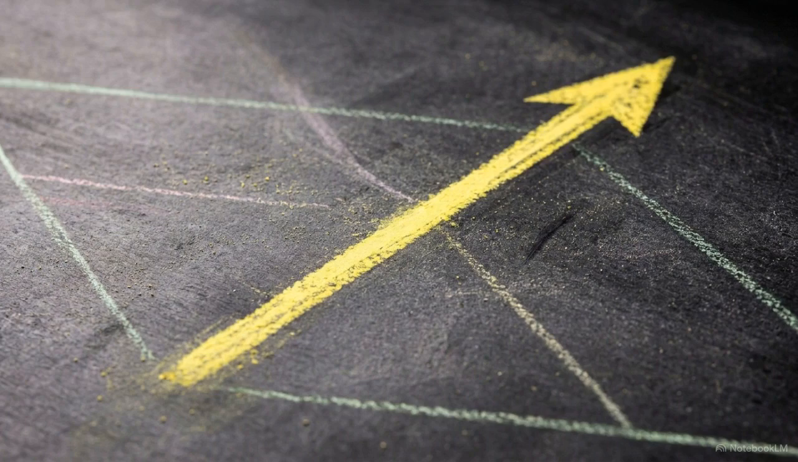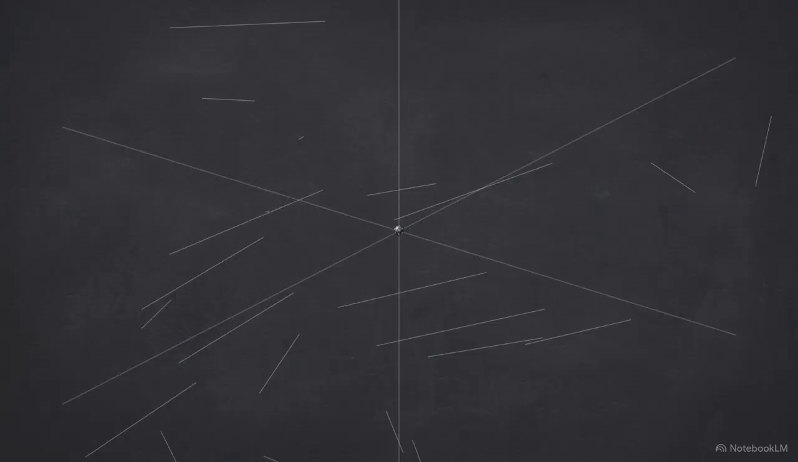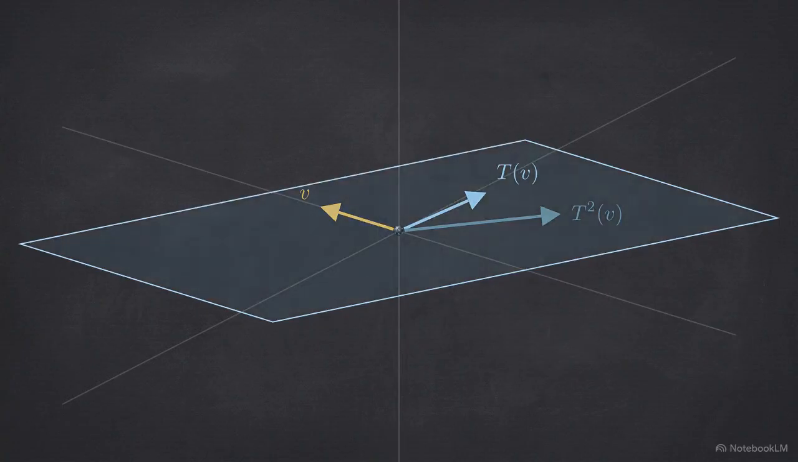If you pick a single arbitrary vector in a vector space, how much of the underlying geometry of a linear transformation can that one vector reveal? This diagram shows what happens when we repeatedly apply a transformation, let's call it t, to a starting vector, v. We get t of v, then t squared of v, and so on. These vectors fan out, spanning a distinct geometric plane. We call this the t-cyclic subspace generated by v.